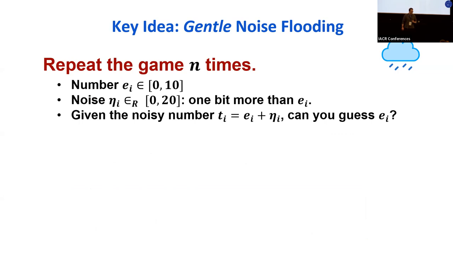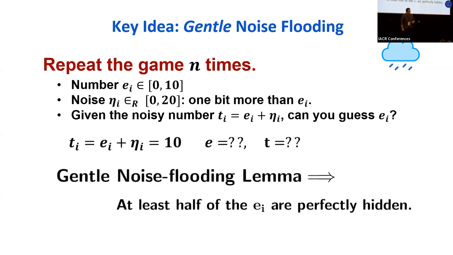So if you repeat this game n times, you have a bunch of secret E's and a bunch of noise terms eta, and you give some party a bunch of values T_i. You can formalize some toy version of our gentle noise flooding lemma by saying, okay, actually, we know that at least half of our secret E_i's are going to be hidden. So this is good. It means that we're hiding something.